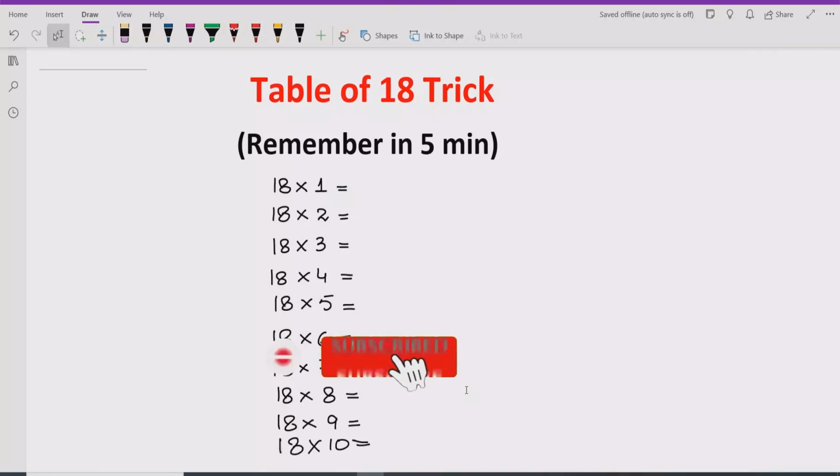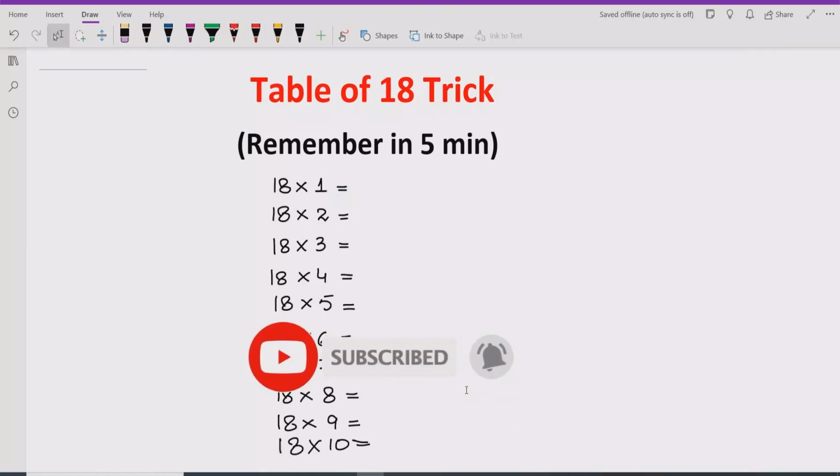Today we will learn about the table trick. Table of 18 trick. We will learn how you can apply this trick in your exam or in any place if you forgot the table of 18.